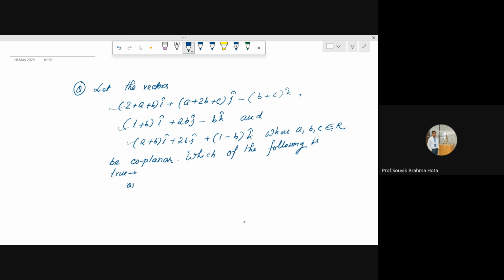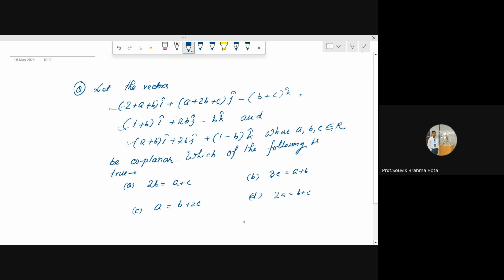Options are: option A, 2b = a + c. Option B, 3c = a + b. Option C, a = b + 2c. Option D, 2a = b + c. How to solve this problem? The vector problem. How to solve this?